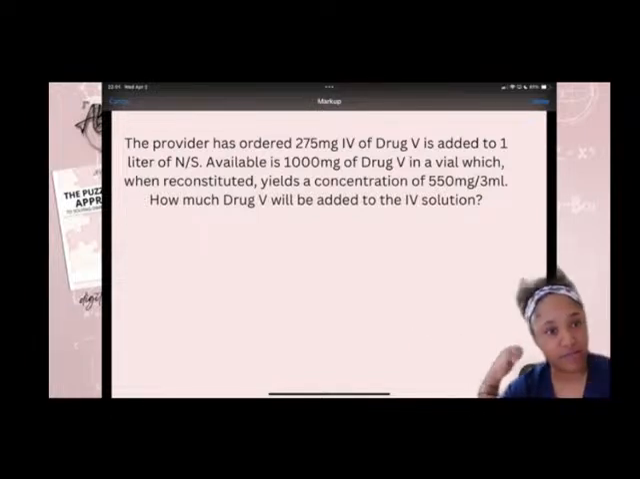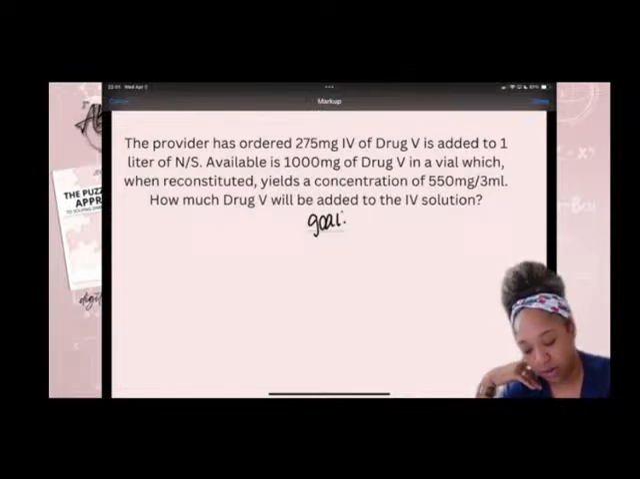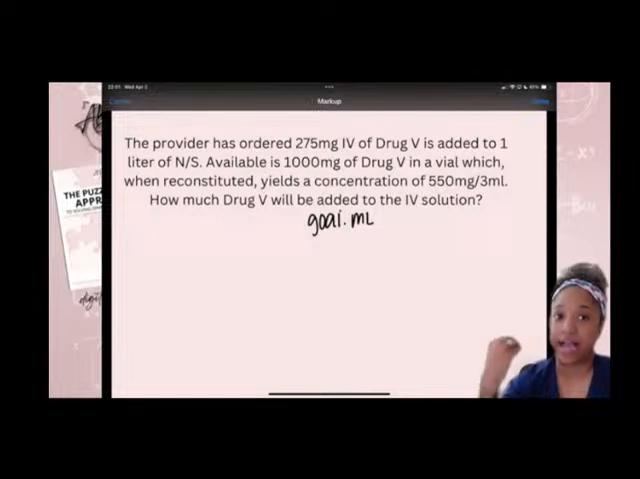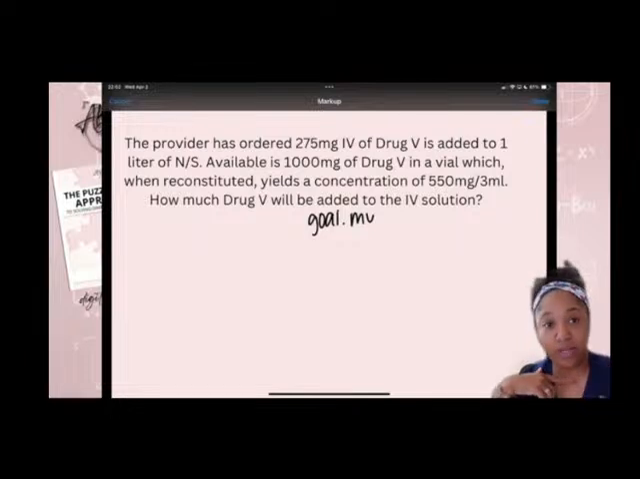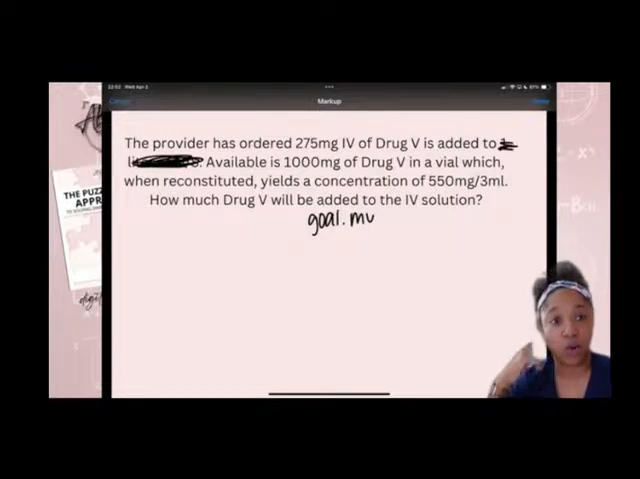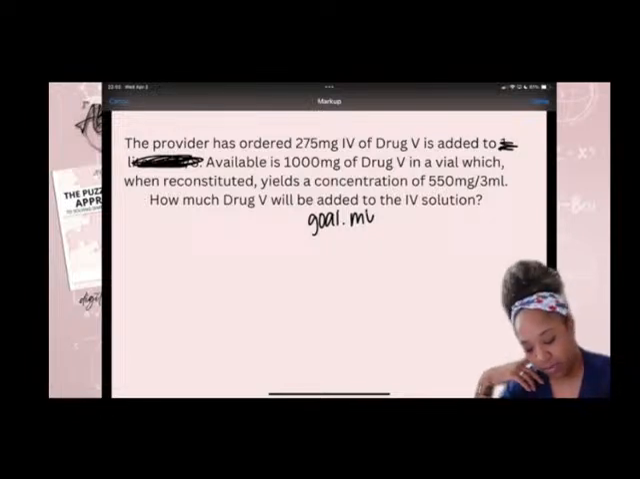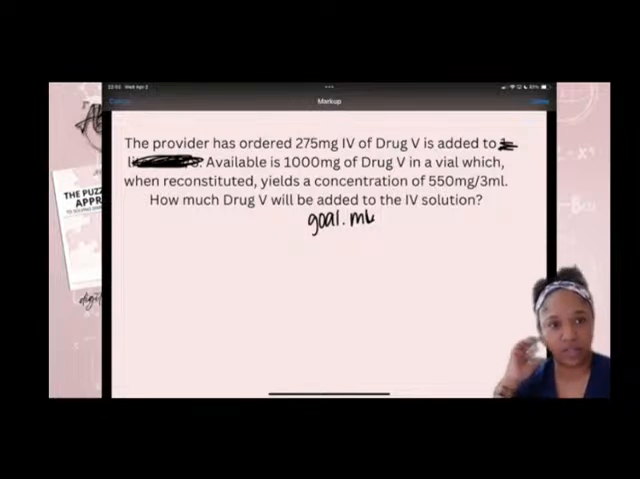So, first things first, what is the goal? How much of drug V, right? So, if it's in milliliters, I need to find how many milliliters to draw up to add to my normal saline, okay? So, I'm going to tell you right now, what we don't need is this 1 liter of normal saline. That is just the bag that it's going into for us to give to the patient, okay?